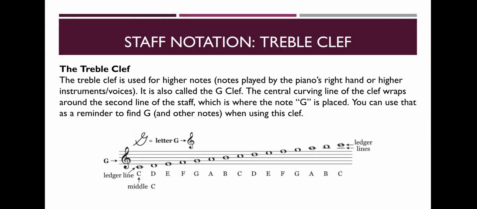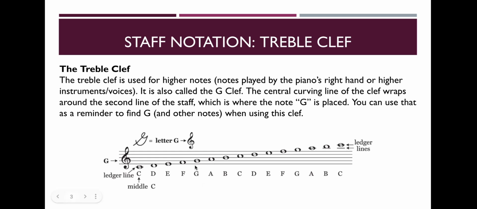The treble clef is used for higher notes or notes being played by the pianist's right hand or higher instruments or voices. It is also called the G clef. The central curving line of the clef wraps around the second line of the staff, which is where the note G is placed. You can use that as a reminder to help you find G and other notes when using this clef. And you can see that it doesn't matter which letter we begin with.